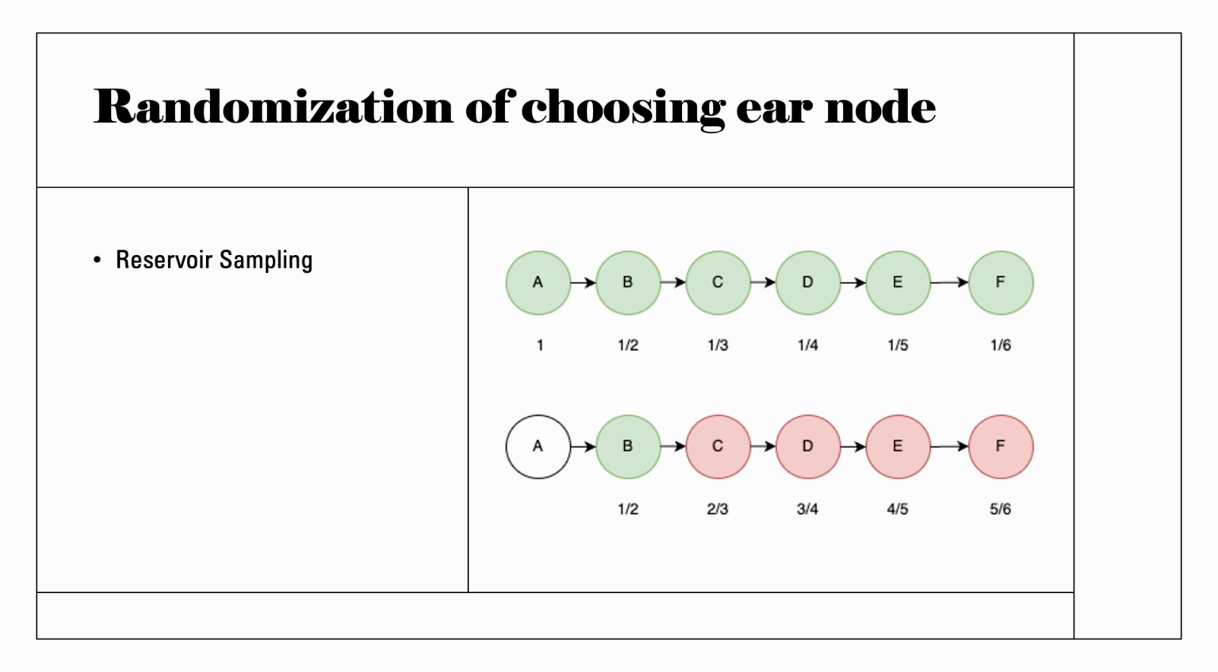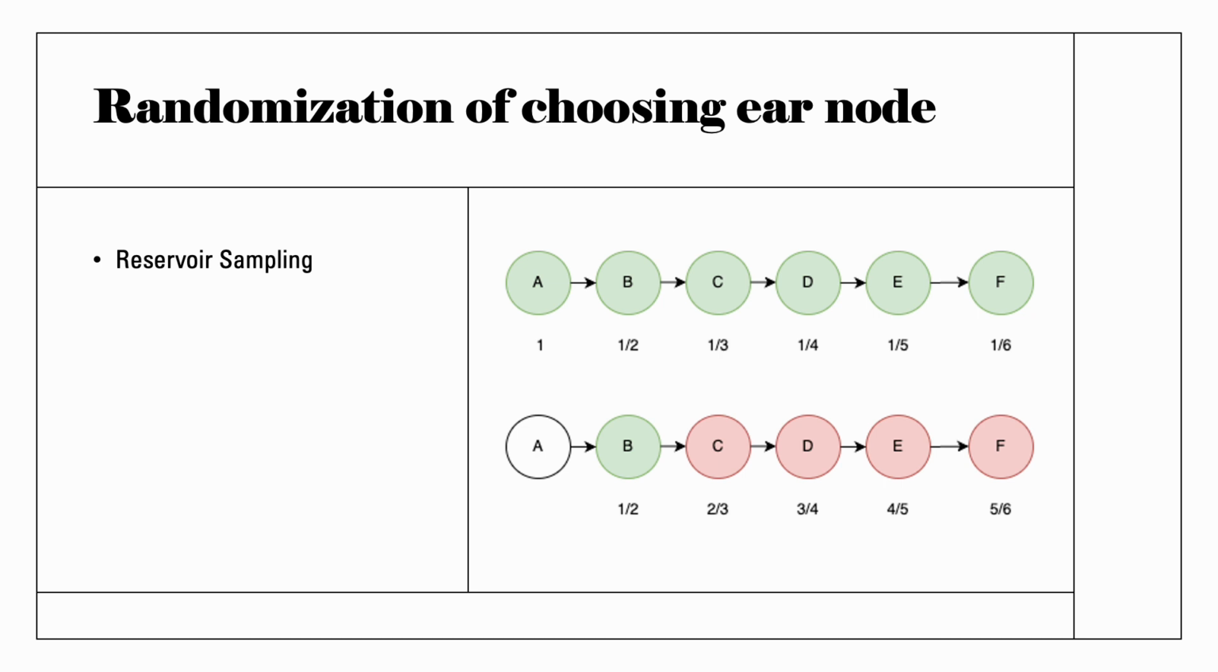In reservoir sampling, we begin by giving each node a probability of 1 by n, here n being the depth of the node in a linked list. Thus, the probabilities of each node would be as we see in the first image, the first one having 1, second having 1 by 2, and so on.